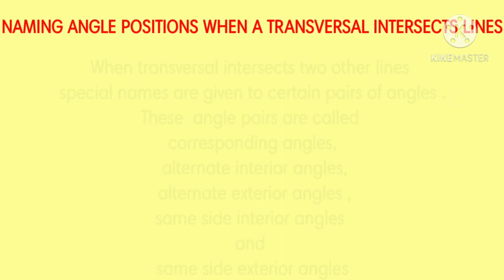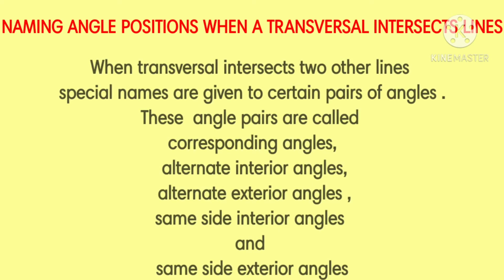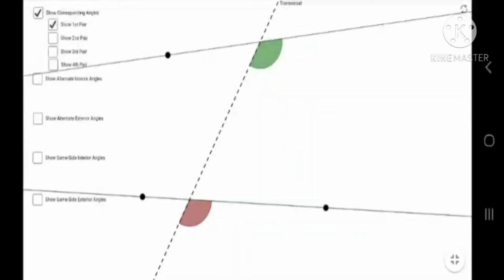Now, naming the angle positions. Whenever a transversal intersects two other lines, special names are given to the pairs of angles, like corresponding, alternate interior, alternate exterior, same side interior and same side exterior angles. So let's explore the angle pairs.